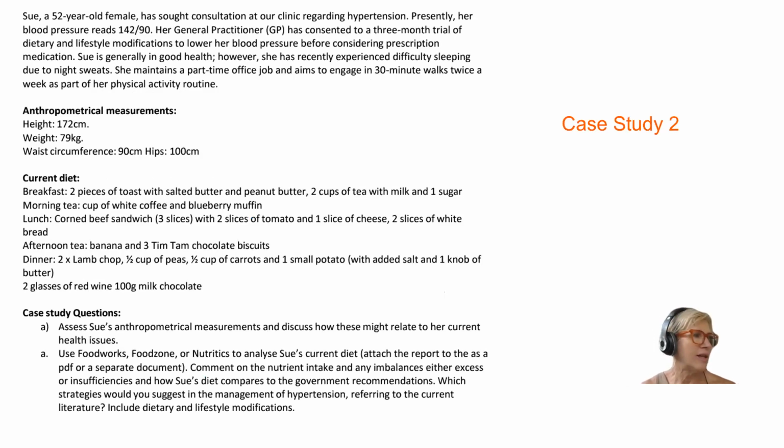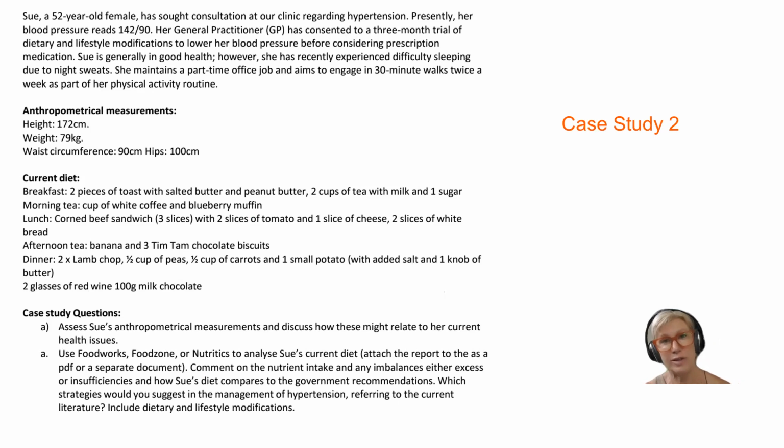Case study 2, this one is the lady who's probably got, she's hypertensive, menopausal, etc. You need to analyse her diet. So you've got her current diet there. You've got some anthropometric measurements. You also have her physical activity level. So she engages in 30 minute walks twice a week. So she's pretty inactive. So you need to work out what is her physical activity level.